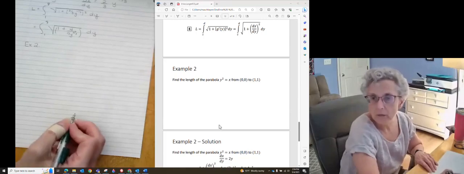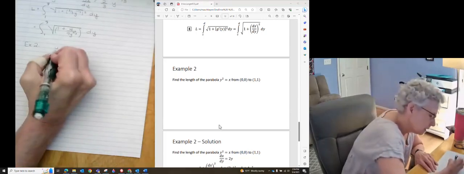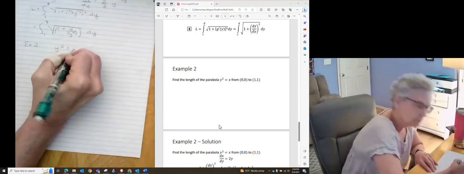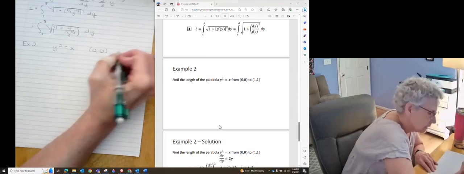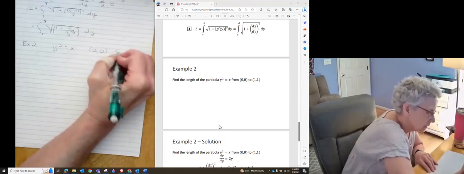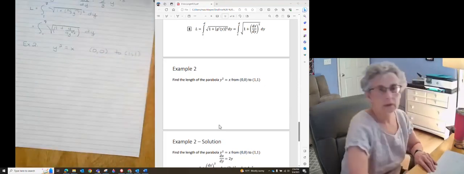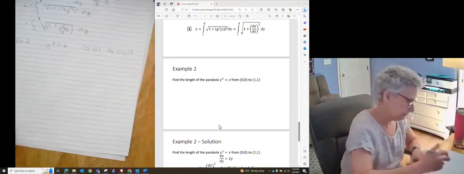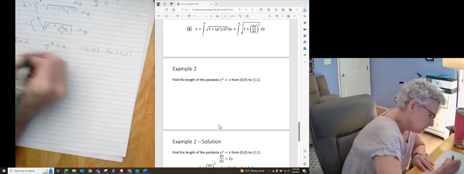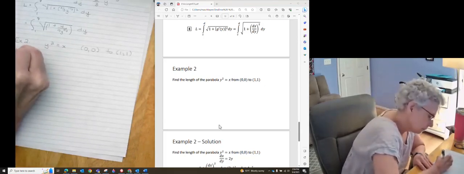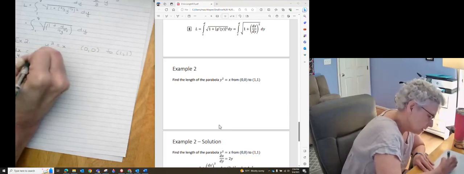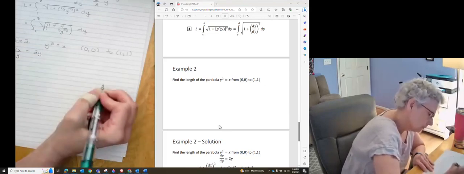This time we have y squared equals x, and we're going from (0, 0) to (1, 1). So x equals y squared, and dx/dy is equal to 2y.